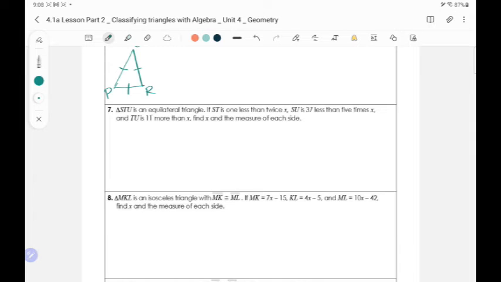Triangle STU is an equilateral triangle. If ST is 1 less than twice x. Okay, so now you're going to have to write the algebra. ST is means the equal sign, 1 less than twice x. So let's say that x is 8. What would be 1 less than twice x? You would do twice of x. 2 times 8 is 16, minus 1 is 15, right? You wouldn't do like 1 minus 8 is 7 and then double it. It's 1 less than twice x, so that's 2x minus 1.